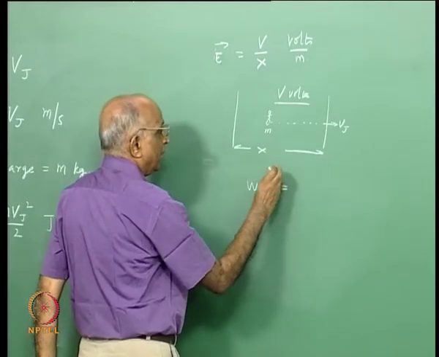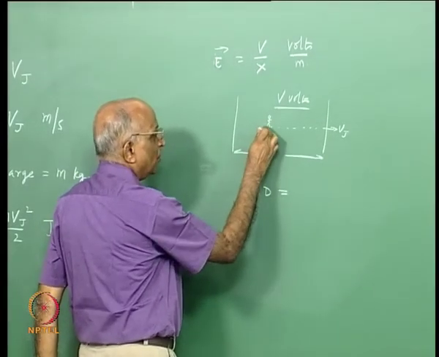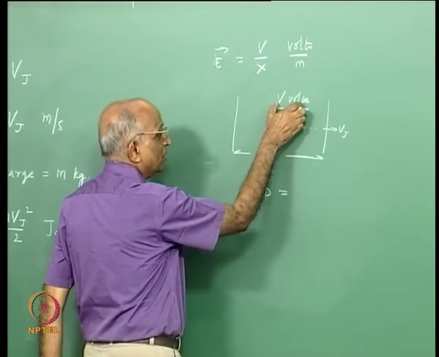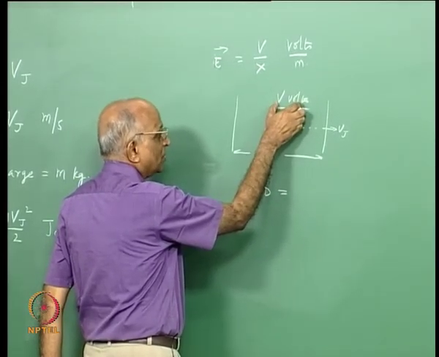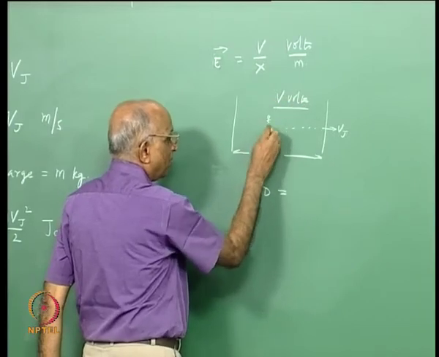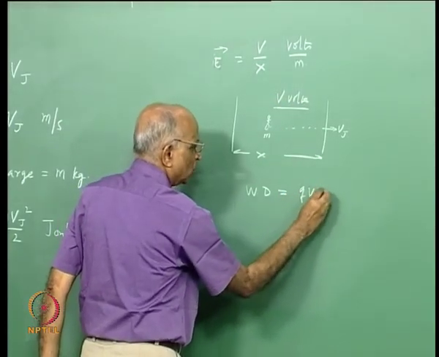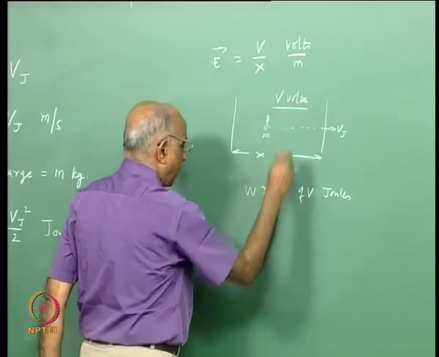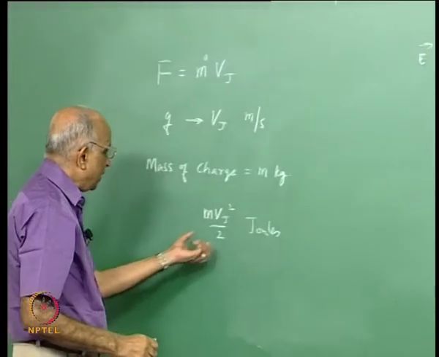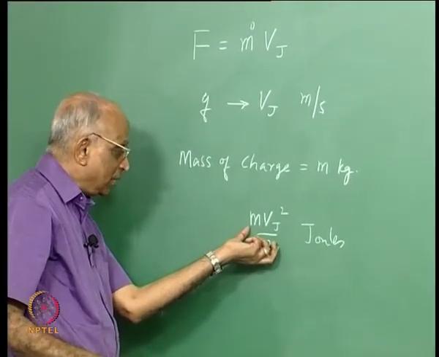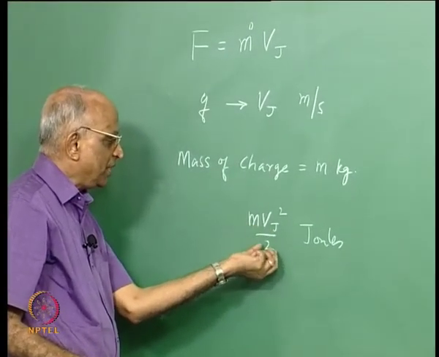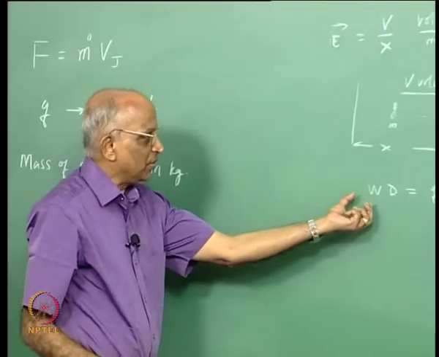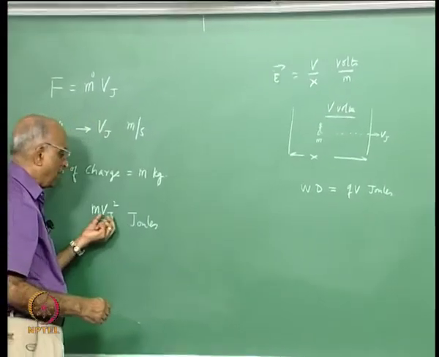What does it do? It takes a charge of q through a potential difference of V, and potential difference V volts is defined per unit charge. What is the work done? Therefore, work done by charge q is qV joules, which is the work done by the electrical field. The energy which the body gains, or the work done on the charge, is m Vj square divided by 2, and I equate these two expressions to be able to determine the value of Vj.